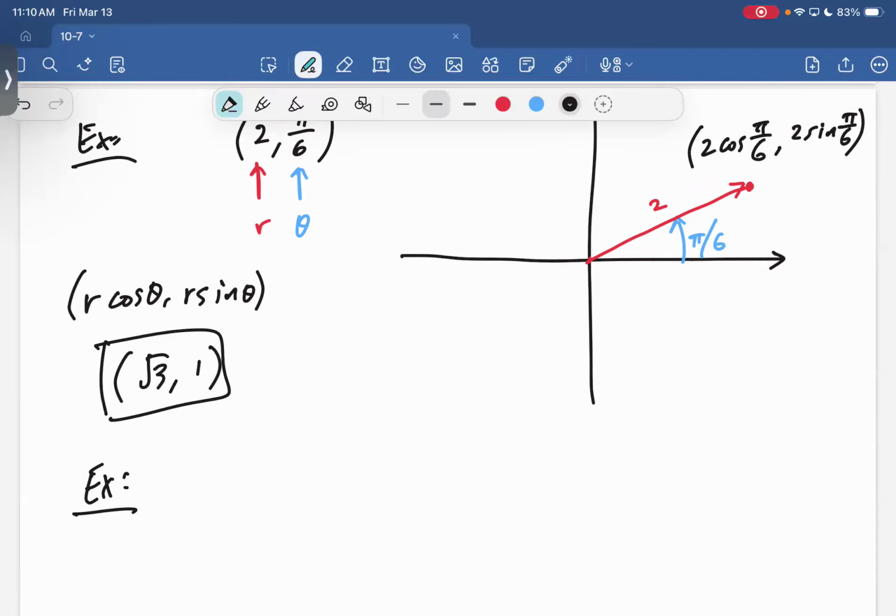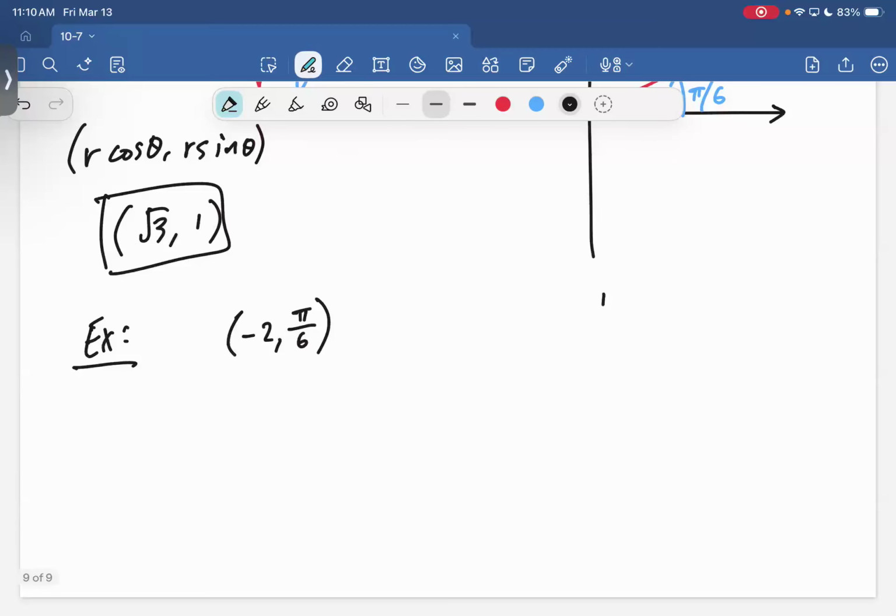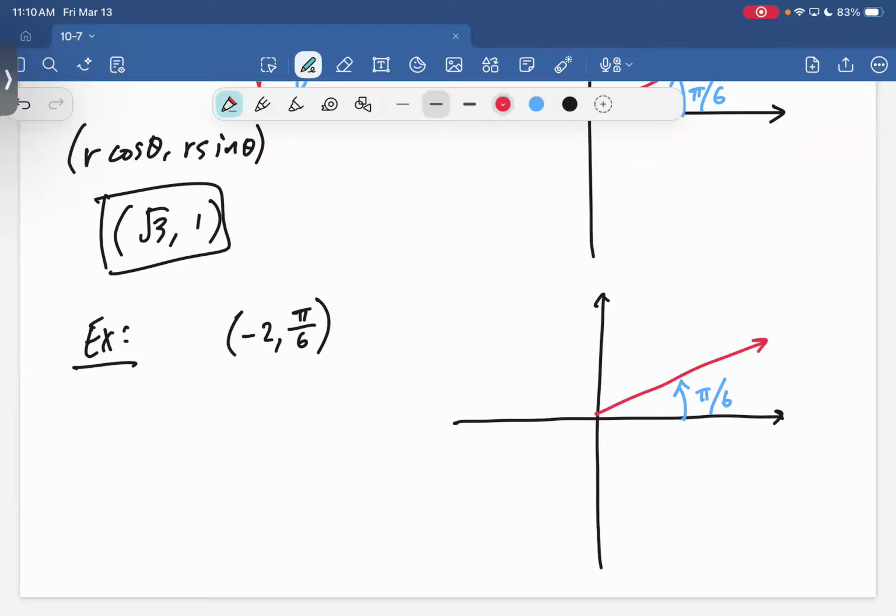So if I had negative 2 comma pi over 6 instead, in this case, my r is -2, right? So instead of going in the pi/6 direction, so I'm still going to figure out where pi/6 is, but instead of going in the positive direction, I'm going to go in the opposite direction now. The direction that is opposite of pi/6. And this would be -2.